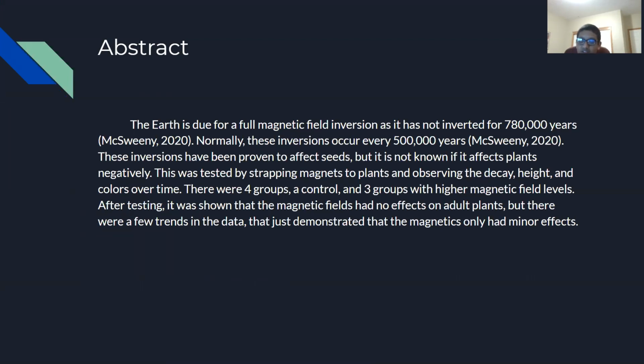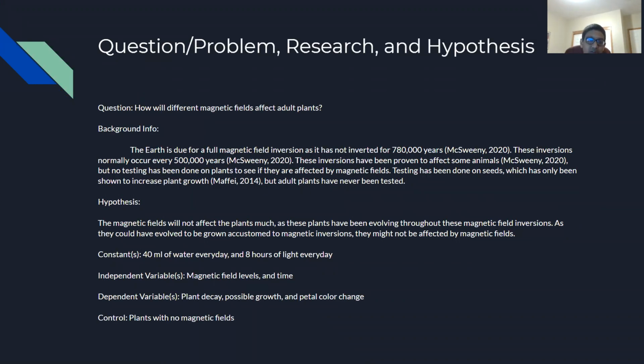And so my project is how to test them to see if there are negative or positive effects of magnets on adult plants. So the question for my project was, how will different magnetic fields affect adult plants? And the background info is essentially the same, except the inversions have been proven to affect some animals, and it has been shown that it affects the seed's growth rate and metabolism, but there has been no testing on adult plants and their metabolism or decay rate.